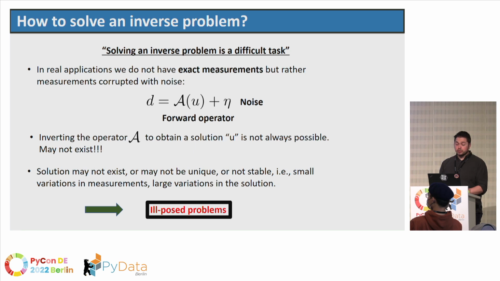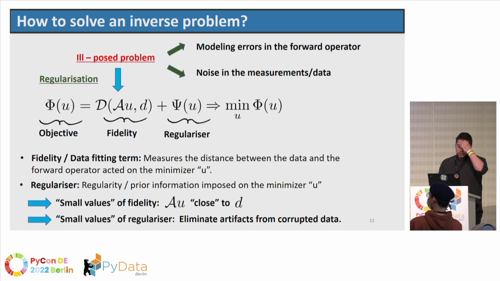We might have no solution. It might not be stable. There can be tons of different problems. So we call this an ill-posed problem, and we'll see some of the difficulties in solving that in a minute. With this ill-posedness, we have various parts that are difficult. We have errors. Maybe our model is not a perfect description of what happened in reality. And maybe we also have noise, as I showed, the Gaussian noise in the data.